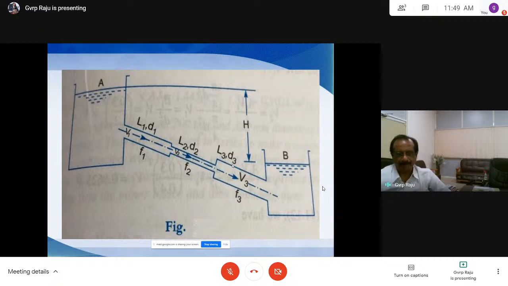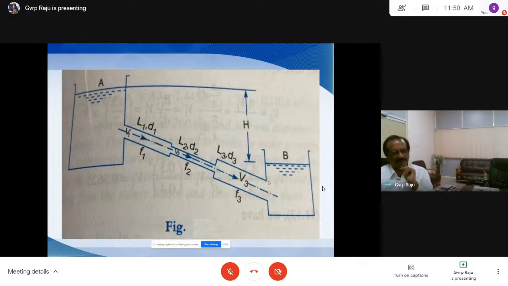So D3 is the diameter and L3 is the length, V3 square by 2gD3. And the final one is exit loss. So exit loss here is based on the velocity with which the water is exiting here. So exit loss is V square by 2g. In place of V, you need to take V3 because this is the velocity of the water which is exiting here. So this is V3 square by 2g. So that is the equation here.